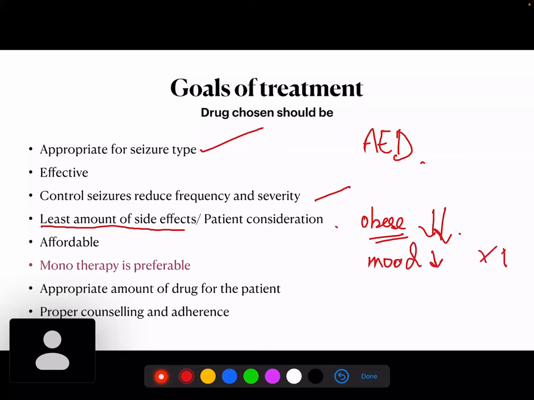not something that increases aggression. If somebody has a liver function derangement, you will choose something that goes through the kidneys or is not metabolized through the liver.